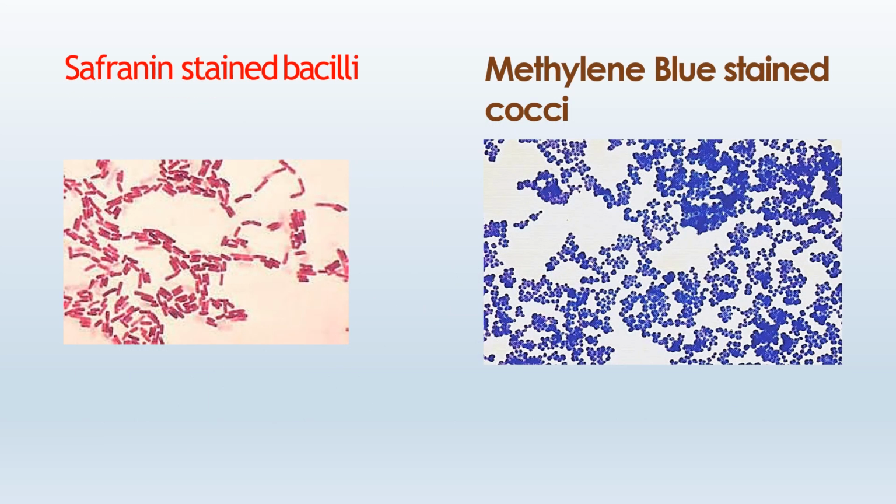So this picture shows the simple staining technique. In this picture, it is stained with safranine dye that shows the red or pink colored bacteria, and in this picture it is stained with methylene blue, and blue color of bacteria is seen. In this simple staining we can only see the shape of bacteria. We cannot differentiate whether it's gram positive or negative.